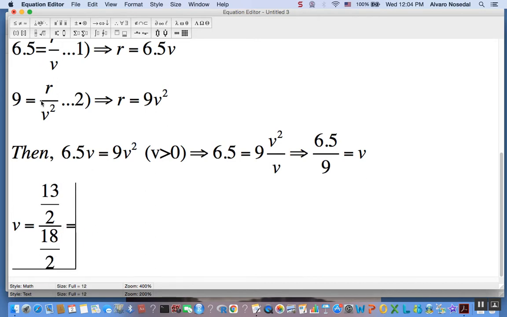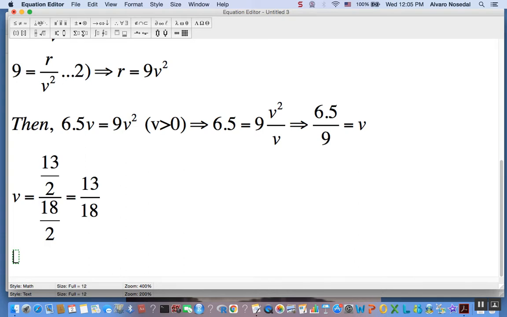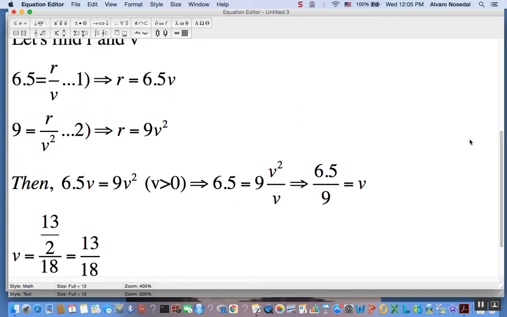So in the end, v, if I want to write that down as a fraction, is just 13 divided by 18. Make sense? Okay. So now we have v, and then we can easily find r, say for instance from this one here. From 1, r equals 6.5 times v.